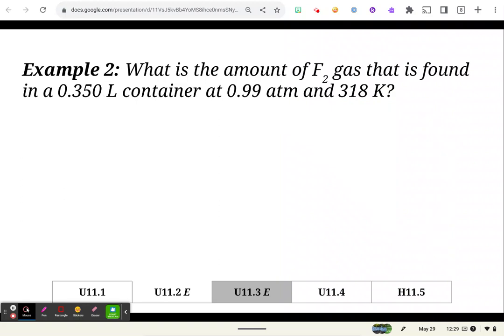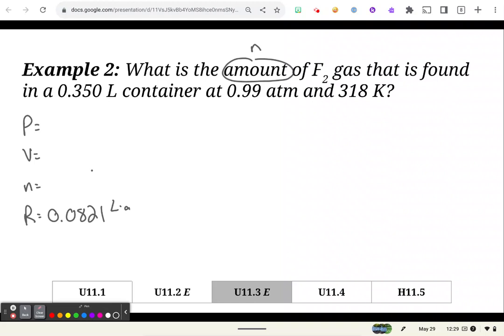All right, what is the amount of F2 or fluorine gas? And so this is amount, so this is n, that is found, and then I have all my variables. So P, V, n, R, T. Okay, so it's going for amount. I don't know that, so I'm going to put this as n moles. Or again, you could put it as X. Actually, I'm going to change it to X just so you recognize that, hey, that is a possibility. Maybe that makes more sense to you.